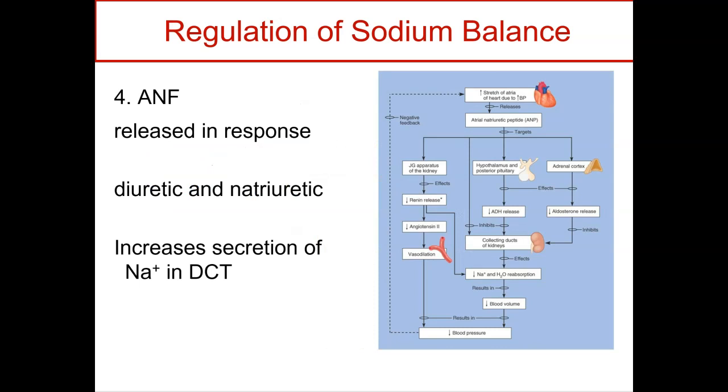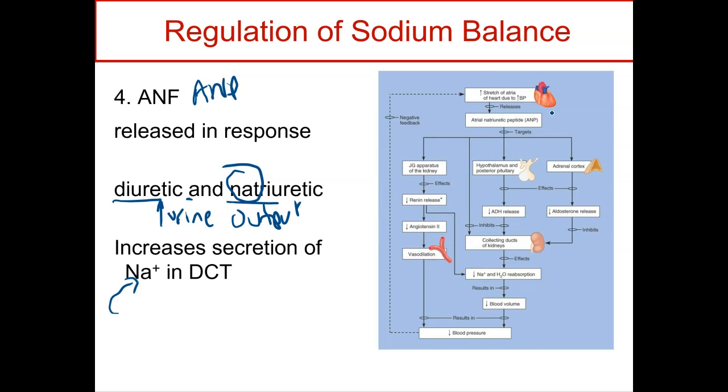Now, ANF is the antagonistic hormone to aldosterone. You can also call this ANP, whether you want to call it atrial natriuretic peptide or factor. This comes from the atria of the heart, and notice it's both a diuretic and a natriuretic. Now, you know a diuretic is something that's going to increase urine output, so it's going to cause us to lose more water in our pee, and it's a natriuretic because it increases the secretion of sodium.